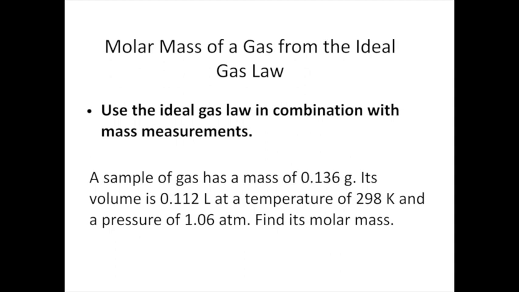We can also use the ideal gas equation to solve for an unknown gas, so the molar mass of the unknown gas. So remember, molar mass is just grams per mole. So those are the two things we're going to need to be able to calculate molar mass. So in this question, it says a sample of gas has a mass of 0.136 grams. So there's our grams. Now we just need moles of the gas to be able to calculate molar mass. It says its volume is 0.112 liters at a temperature of 298 Kelvin and a pressure of 1.06 atm. So given that information, we can plug those numbers into PV equals nRT, solve for moles, and then take grams divided by moles.